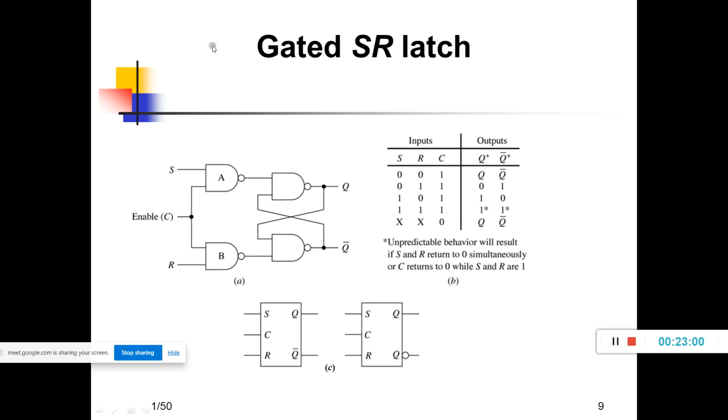I was talking about the difference between S bar R bar latch and gated SR latch. What is the difference? Here two additional NAND gates are there and one control signal is there. The control signal will make the SR effective. That means if control signal is 0, and S and R change, it will not reflect on the output Q and Q bar. Whenever the control signal is 1, that time only SR inputs will affect the Q and Q bar output. Okay, so this is about the gated SR latch.